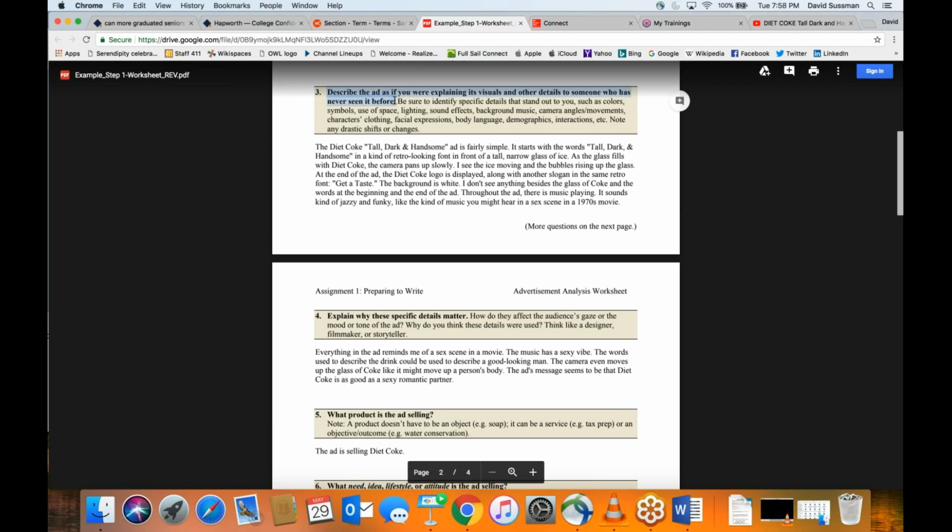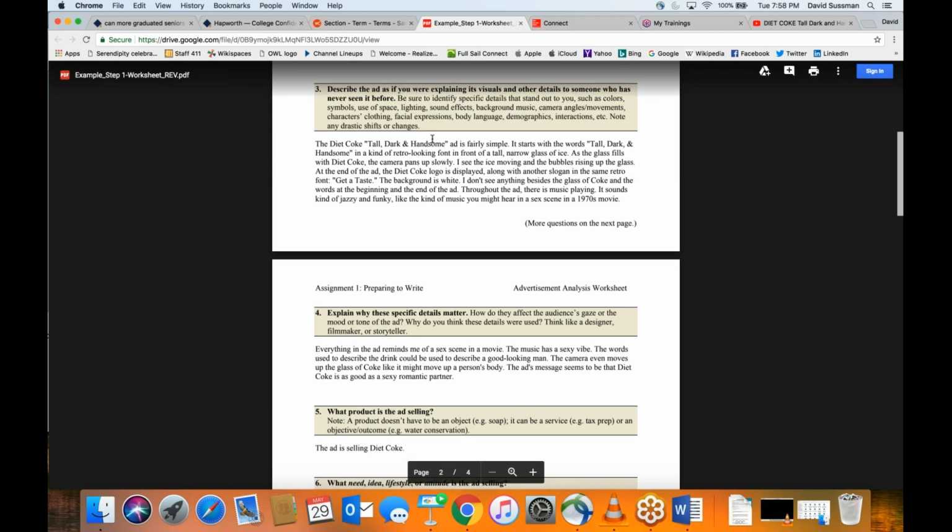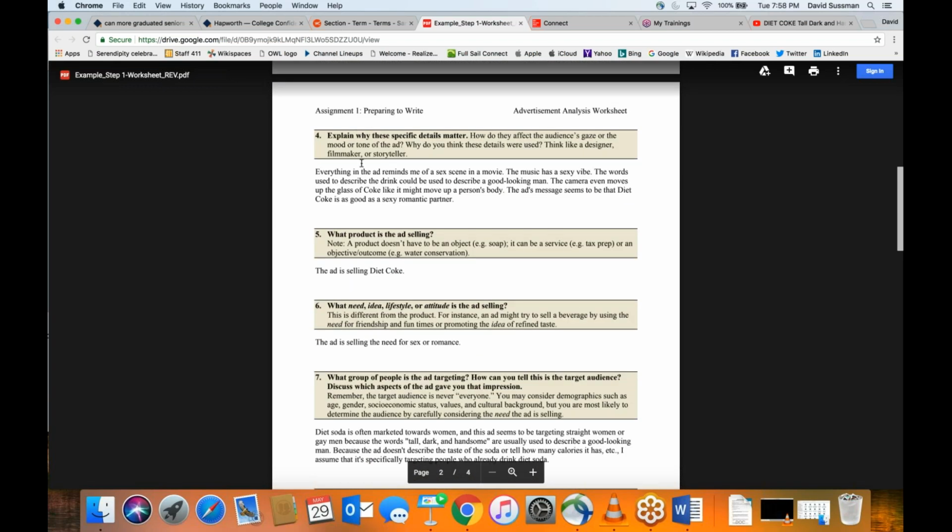But sometimes students forget to read what comes after the bolded information. Be sure to identify specific details that stand out, such as color, symbol, use of space, lighting, sound effects, music, camera angles, or movement, character clothing, facial expressions, etc. So yeah, you're doing two things at once. You're explaining it in detail, kind of like giving a summary, as if you're explaining it to someone who's never seen the ad. But you're also commenting on important details that stand out, because you'll explain those details in the next prompt.